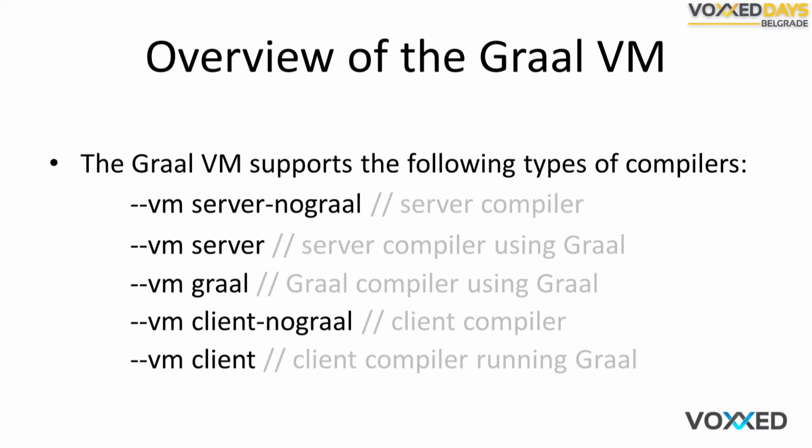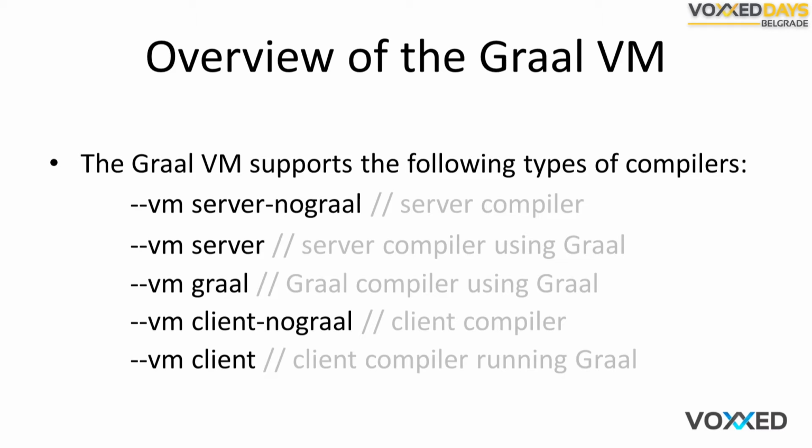In that regard, the Graal virtual machine supports several types of just-in-time compilers. The first one is server or server no Graal. This means that when you run with this option, the Graal JIT compiler is not used. So apart from a virtual machine, Graal also provides a few just-in-time compilers that work on this abstract syntax tree data structure. The first one is VM server no Graal, which means that you run the Graal virtual machine, but you use the standard server compiler for the JVM.